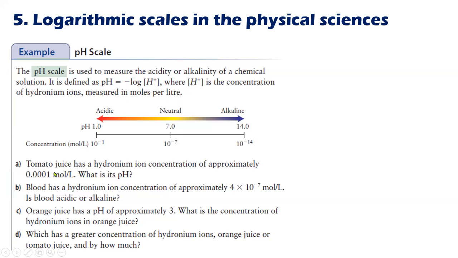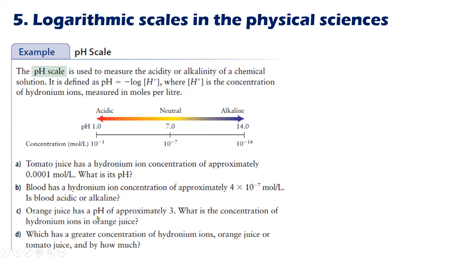And question A, tomato juice has a hydronium ion concentration of approximately 0.0001 moles per liter. What is its pH? And blood has a hydronium ion concentration of about 4 times 10 to the minus 7 moles per liter. Is blood acidic or alkaline?